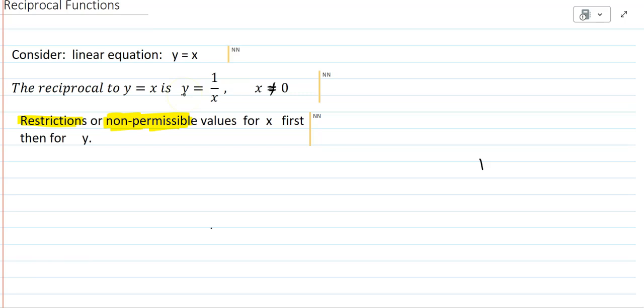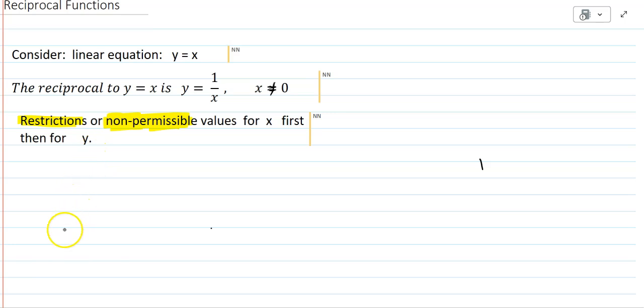Notice that x cannot be 0 because 1 over 0 is not defined. That is one of the key characteristics of a reciprocal function. We say that there are restrictions or non-permissible values, depending on what language you're used to, for values of x, and then we can find that for some values of y.